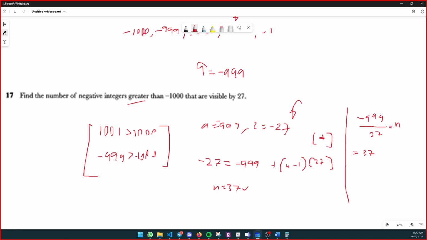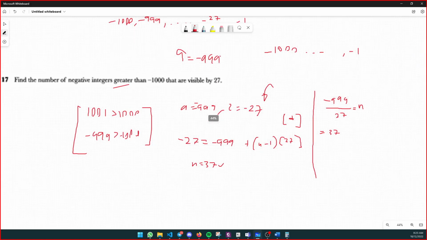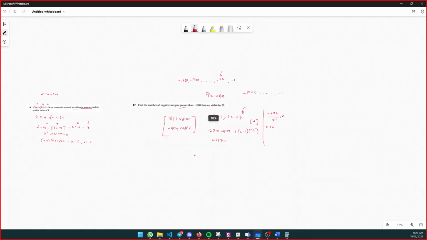Because I know that this is the biggest value, right? If I divide this by 27, that's how many 27s it has. That's all the 27s from negative 1000 until negative 1. I can just divide this by 27, I can find n. This is applying the mathematical method. Okay, so that's one question.